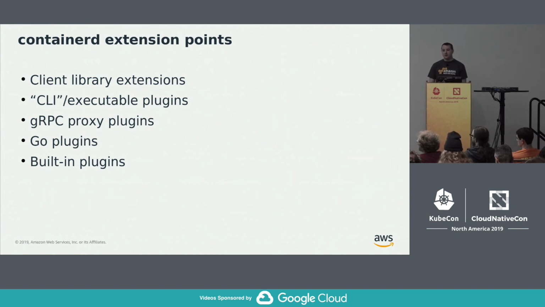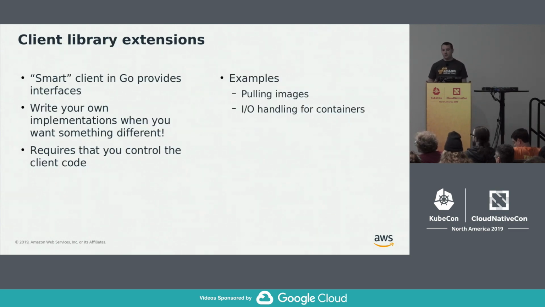The next one is dynamically linked Go plugins. These are dynamically linked libraries, shared object files that you can compile with Go and load into Containerd and have it do different things. And the last one, if you need something that is the most powerful, you can run built-in plugins where you've compiled your own build of Containerd and changed its functionality that way. So let's go a little bit into depth for these techniques.